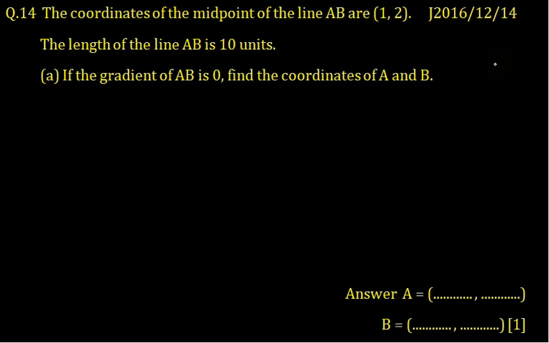Question number 14, paper 1, variant 2, June 2016. The coordinates of the midpoint of the line AB are (1, 2). The length of line AB is 10 units. If the gradient of AB is 0, find the coordinates of A and B.